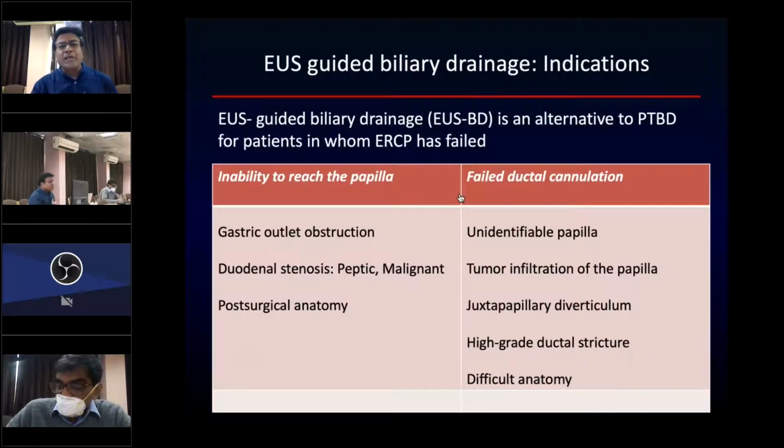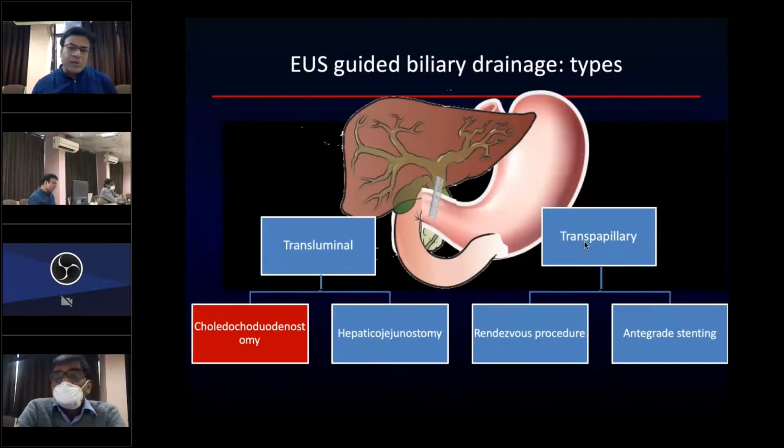So EUS guided approach is primarily an alternative to percutaneous transhepatic biliary drainage in patients in whom ERCP has failed for some reason, and these reasons predominantly include inability to reach the papilla, which can be because of outlet obstruction or a post-surgical anatomy, or a failed ductal cannulation, which can be because of inability to identify the papilla, large juxtapapillary diverticulum, tumor infiltration, or a high-grade ductal stricture. So the options that we have for EUS-guided biliary drainage are predominantly 2.